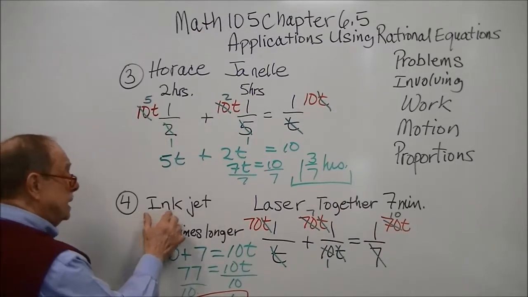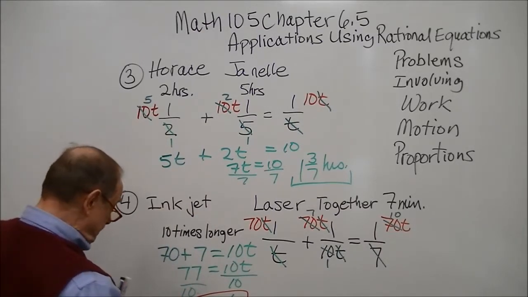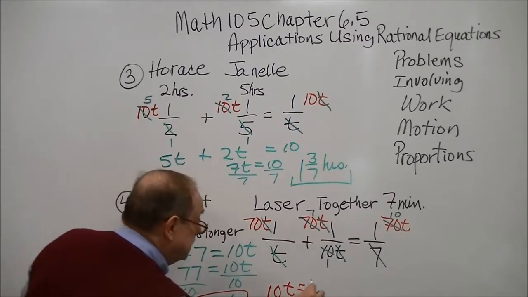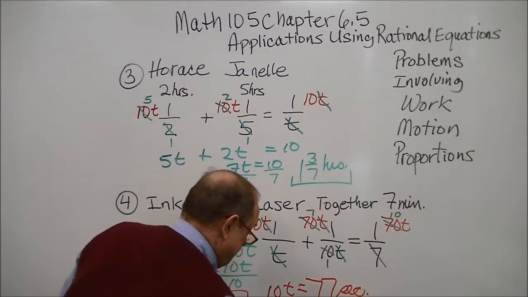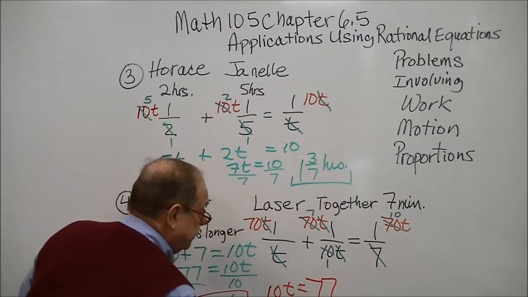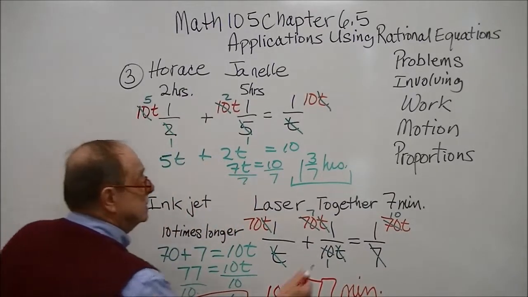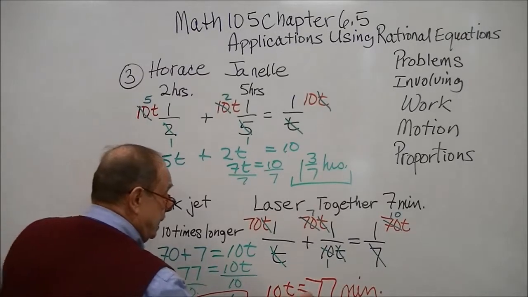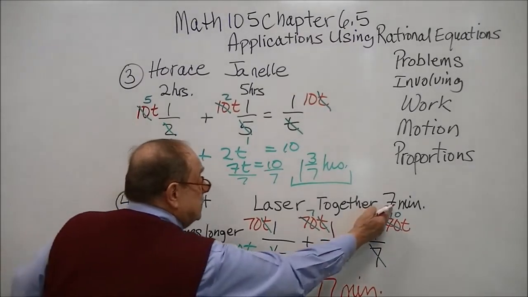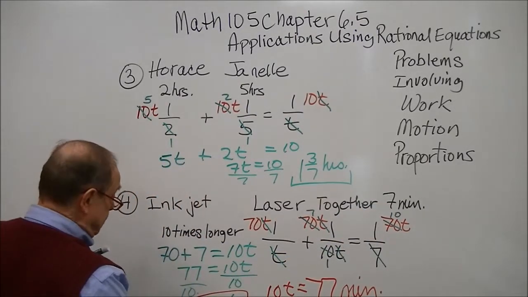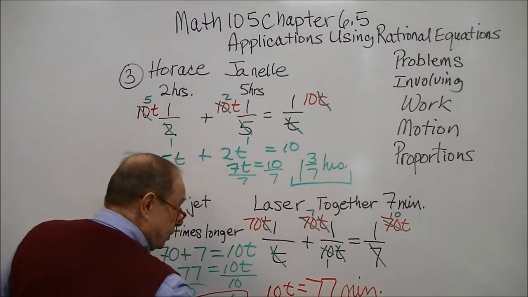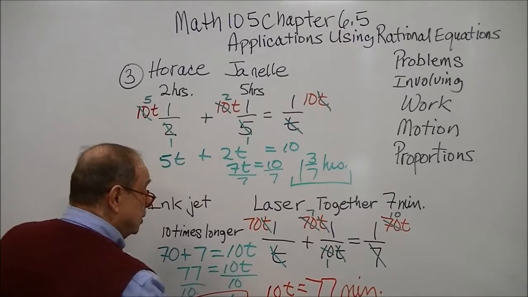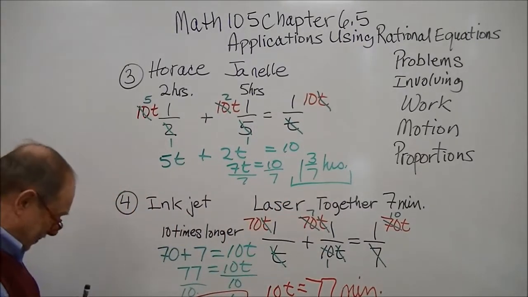And the inkjet printer would take 10 times longer than that, or 10 times that would equal 77 seconds. I'm sorry, minutes. Because this is in minutes here. So if this laser and inkjet printer work together, they would get the job done in 7 minutes. But the inkjet gets it done in 77 minutes working by itself, and the laser 7.7, because it takes 10 times longer for the inkjet. Lasers are really fast. Okay.